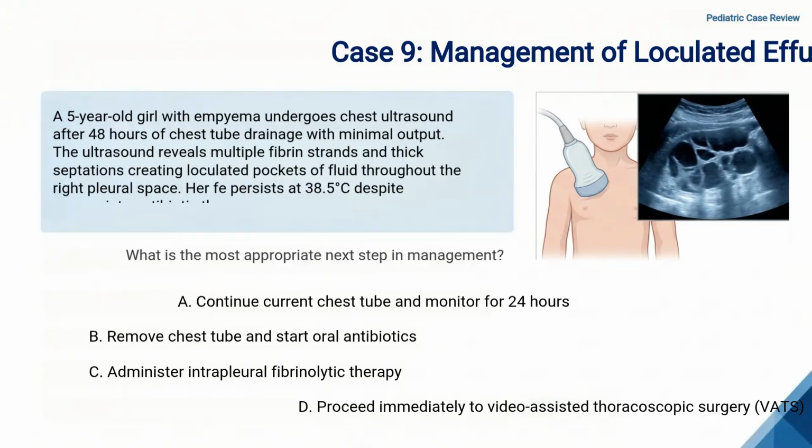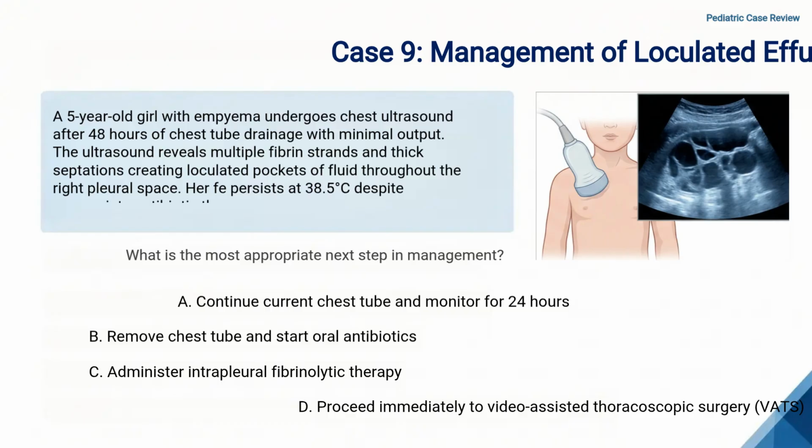Case 9. A 5-year-old girl with empyema undergoes chest ultrasound after 48 hours of chest tube drainage with minimal output. The ultrasound reveals multiple fibrin strands and thick septations creating loculated pockets of fluid throughout the right pleural space. Her fever persists at 38.5 degrees Celsius despite appropriate antibiotic therapy. What is the most appropriate next step in management?